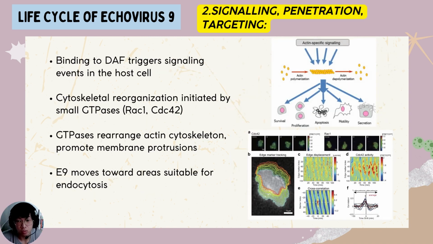After E9 binds to DAF, it triggers a series of signaling events within the host cell. The first of these is cytoskeletal reorganization, where small GTPases such as RAC1 and CDC42 are activated. These GTPases play a vital role in rearranging the host cell's actin cytoskeleton, promoting the formation of membrane protrusions and ruffles. This reorganization is crucial for moving E9 towards areas of the cell membrane where endocytosis can occur.